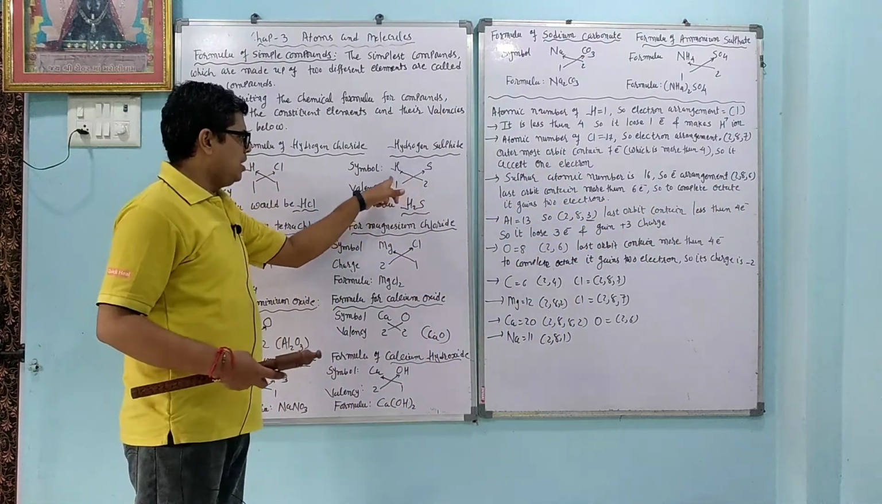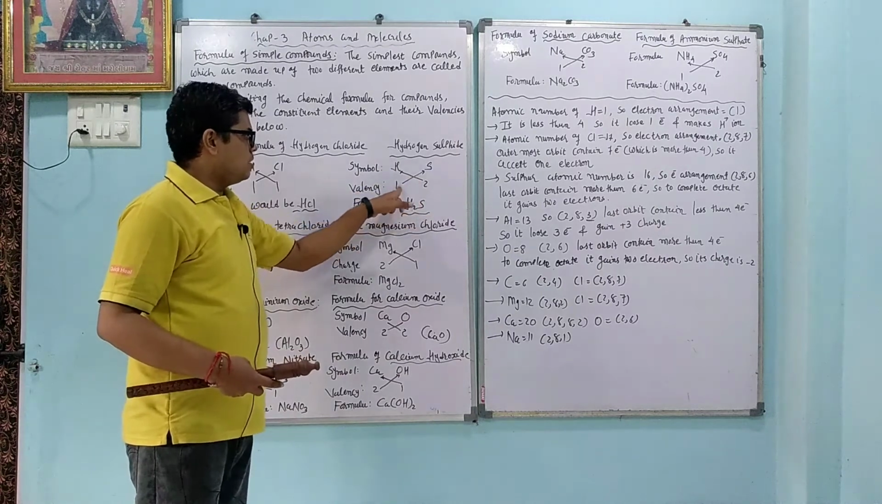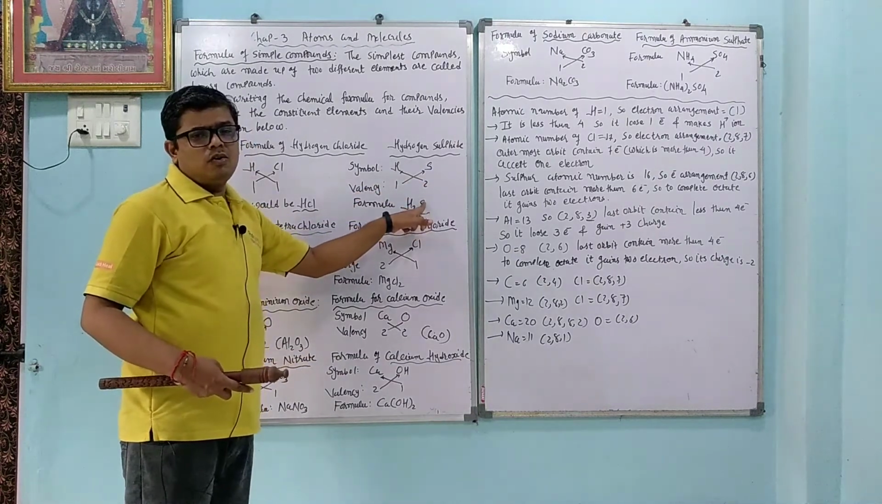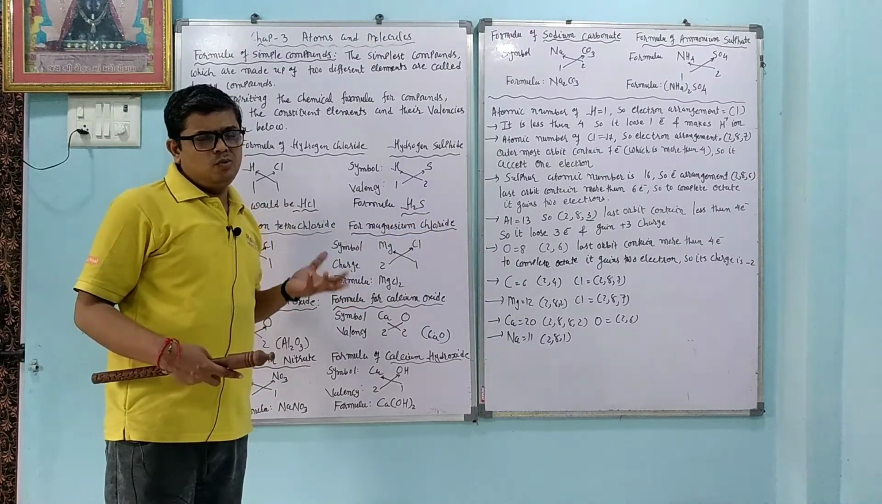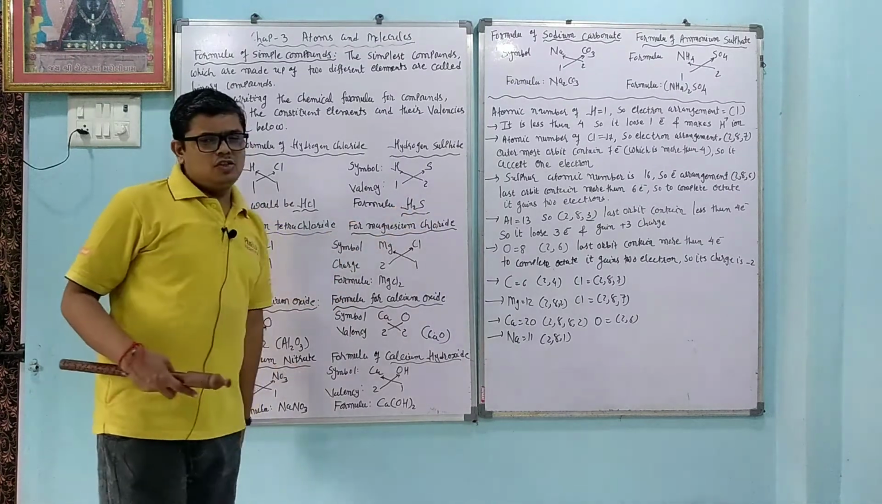Now we do cross multiplication. So H2, and sulfur is 1. We do not write 1. In maths generally we avoid writing the 1. So the formula is H2S.